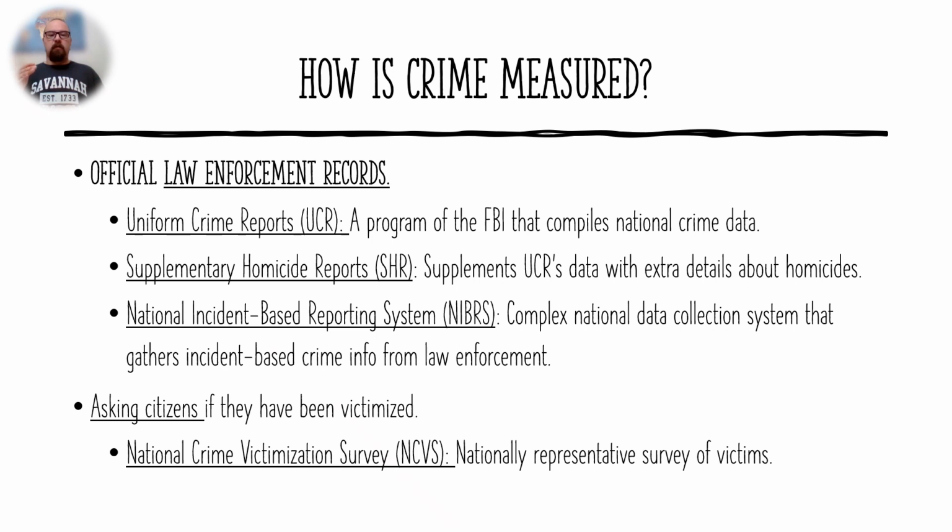So under law enforcement records, the first tool that we have is called the Uniform Crime Report. This is a program that the FBI spearheads, and it compiles national crime data. The UCR is the oldest national crime data collection effort in the United States. In 1927, the International Association of Chiefs of Police established a committee on the uniform crime records to develop a program as well as procedures for uniformly collecting information about crime.